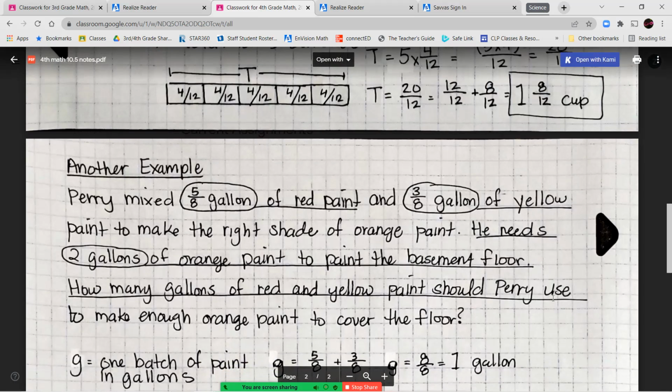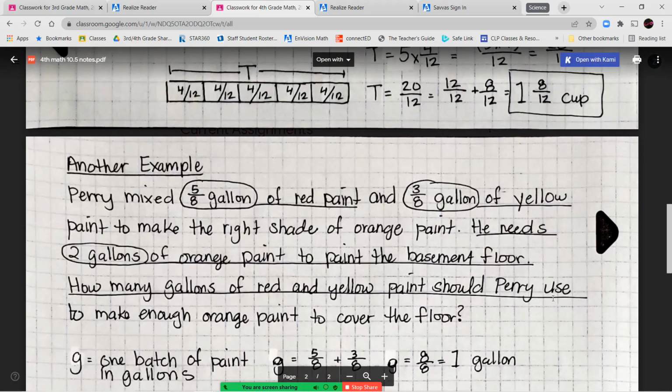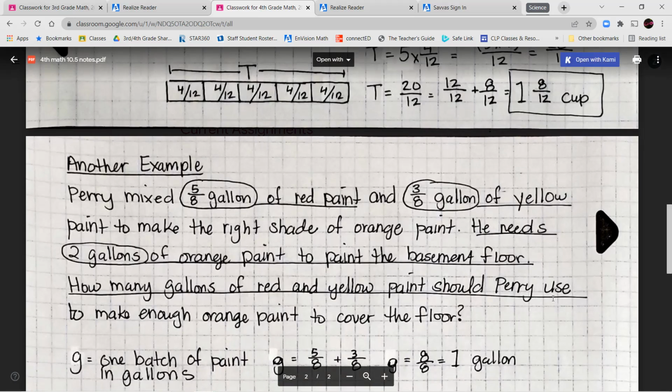Now let's take a look at another example. It says Perry mixed 5/8 gallon of red paint and 3/8 gallon of yellow paint to make the right shade of orange paint. He needs 2 gallons of orange paint to paint the basement floor. How many gallons of red and yellow paint should Perry use to make enough orange paint to cover the floor?